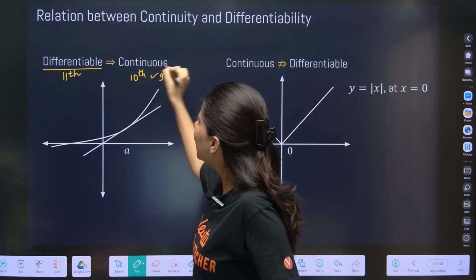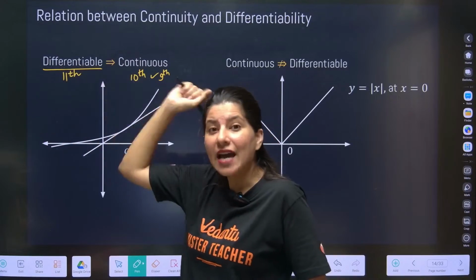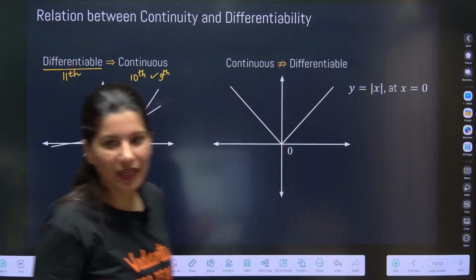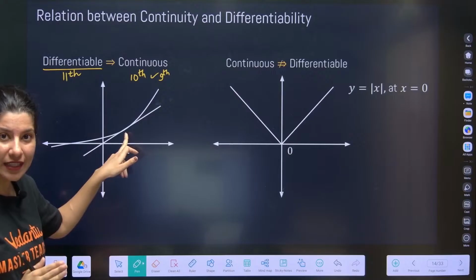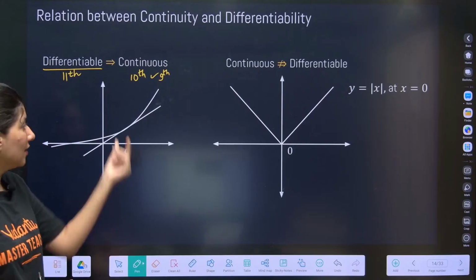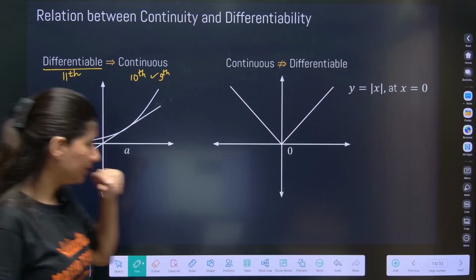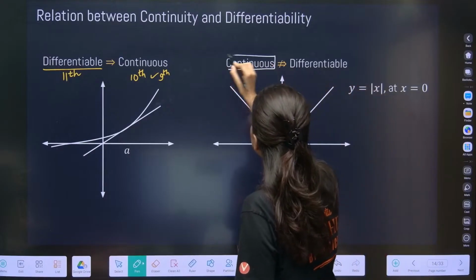That means limit and continuity will exist. So if a function is differentiable, that directly means that the function is continuous as well at that point. If you are able to draw a tangent at that point, that means there is no break point, not even a sharp corner. So continuity and differentiability will be there, and limits will definitely be there. Now, a function is continuous.